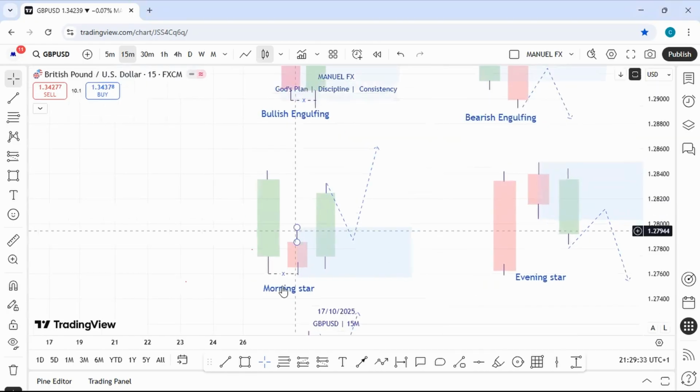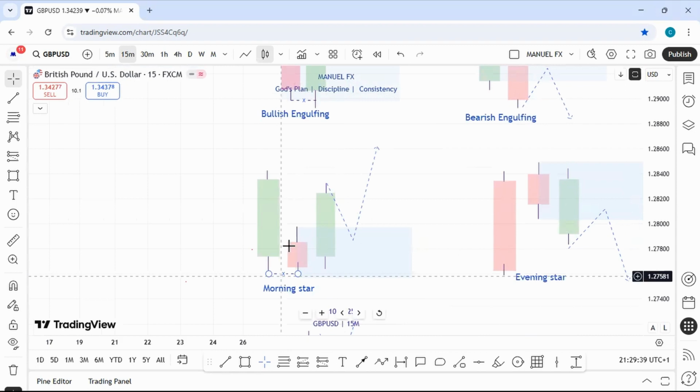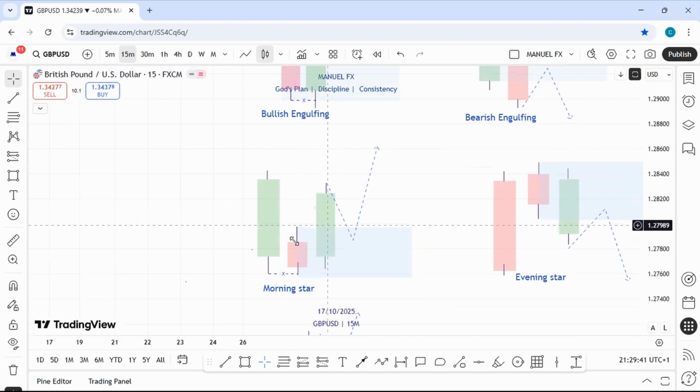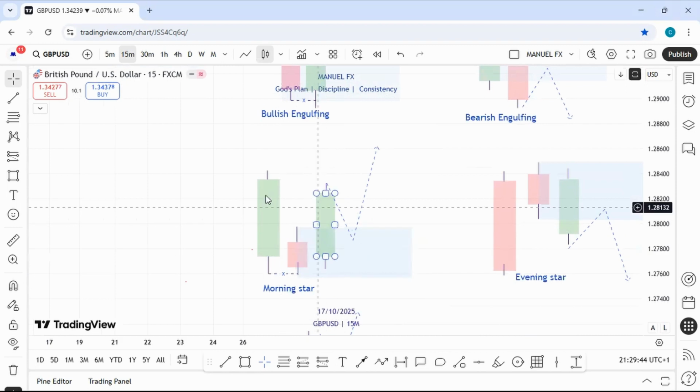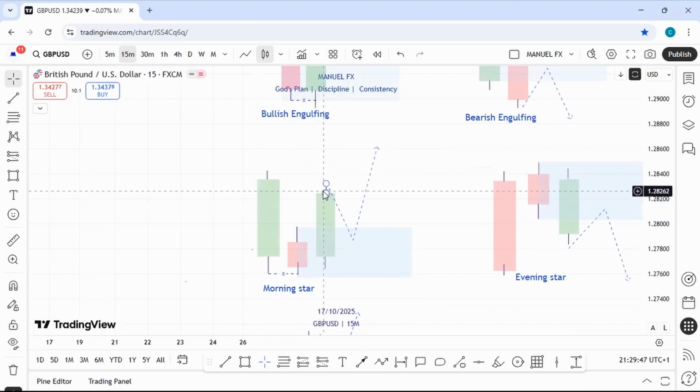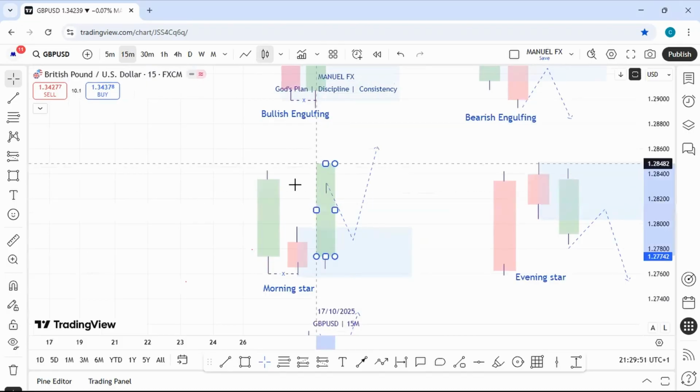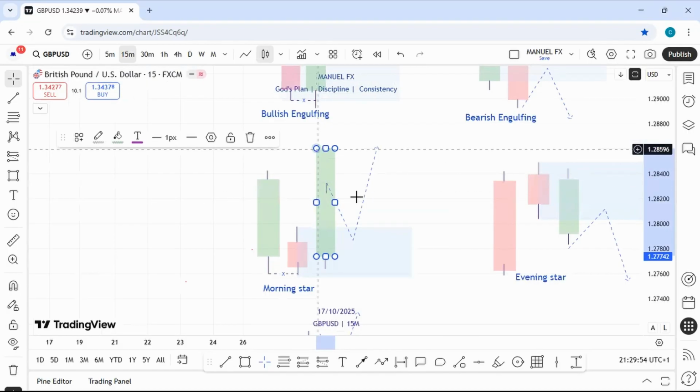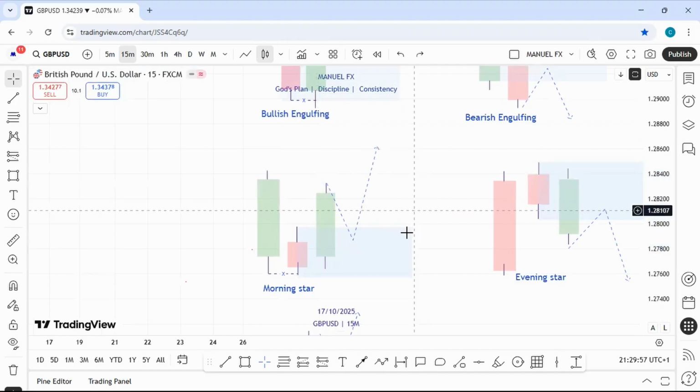Now, like I said, for the morning star I want to see a 1, 2, 3 candle pattern. The second candle has to sweep the low of the first candle. The third candle has to engulf the second candle. But the second candle must not engulf the first candle. Then this is a morning star.